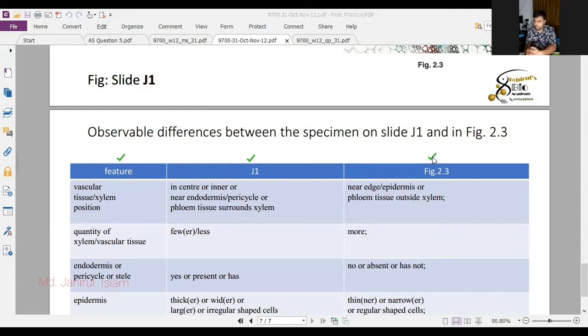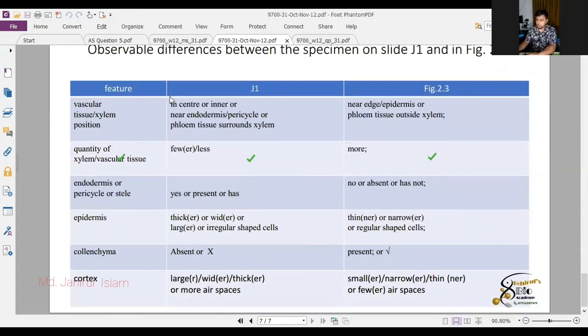Pericycle or phloem tissue surrounds the xylem. Okay, for figure 2.3, you can write down that it is near to the epidermis, or phloem tissue outside the xylem. Okay, quantity of xylem or vascular bundle, you can write down that it is very few in Z1, and then you can write down more in figure 2.3. And then quantity of vascular tissue you can write down.